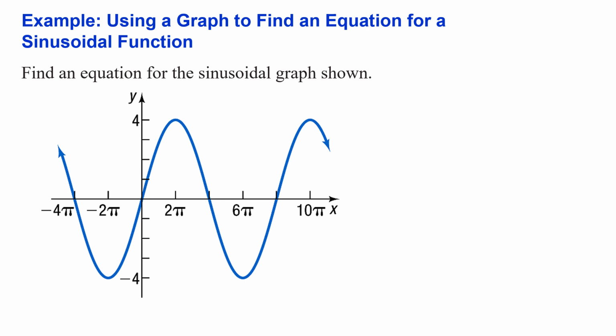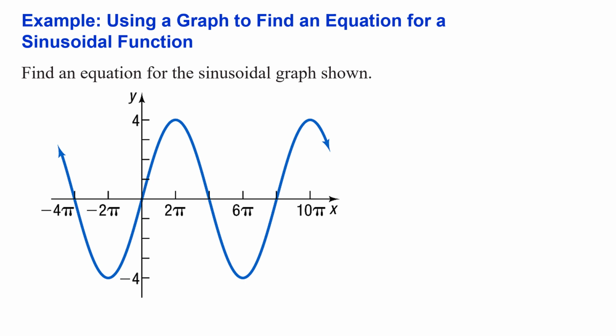Now in this visible window, the x-intercepts are located at x equals negative 4 pi, x equals 0, x equals 4 pi, and x equals 8 pi. The visible maximum value of 4 occurs at x equals 2 pi and x equals 10 pi. The minimum value is negative 4 and occurs at x equals negative 2 pi and x equals 6 pi.